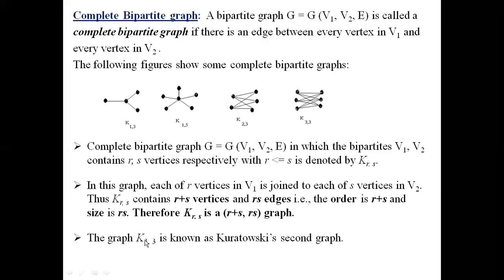There's a special name for K3,3. So K3,3 is usually known as Kuratowski's second graph. Now we will look into problems on the basics of graph theory.